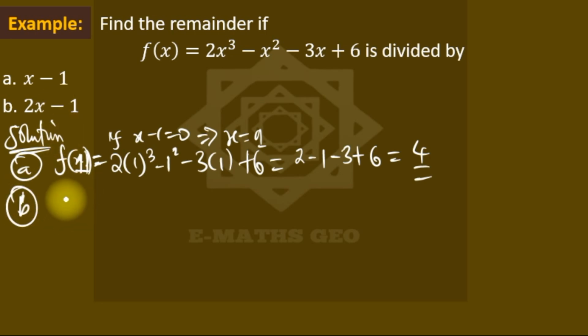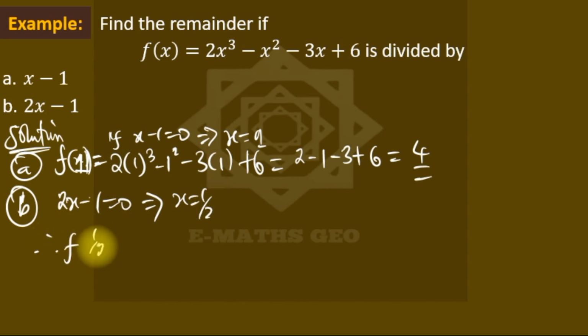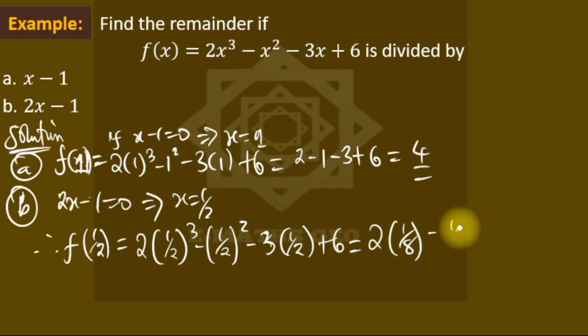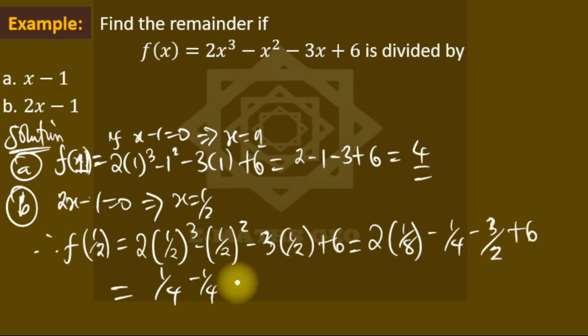Why this one? The same thing. If 2x minus 1 is 0, making x the subject of the formula, x is half. Therefore, f(1/2): we substitute 2 times (1 over 2) cubed minus (1 over 2) squared minus 3 times 1 over 2 plus 6. So this is 2 times 1 over 8, minus 1 over 4, minus 3 over 2, plus 6. This is 1 over 4, and 1 over 4 minus 1 over 4 is 0.